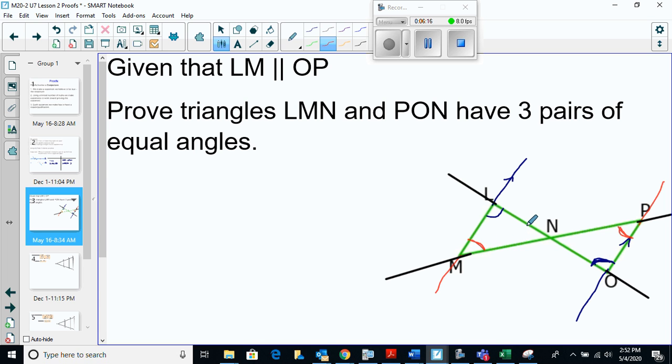And for the third pair of angles, you can use the sum of inside angles in a triangle being equal to 180, which means that this is equal to the sum of the two, or you can say that those two angles are opposite angles. So then we prove that in the triangles LMN and PON, we have three pairs of equal angles.